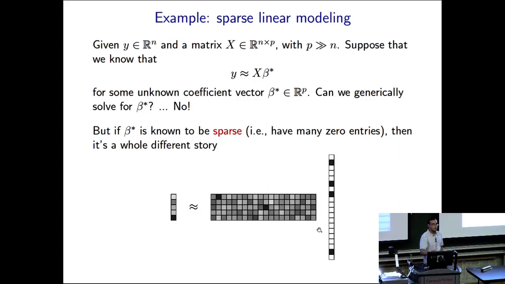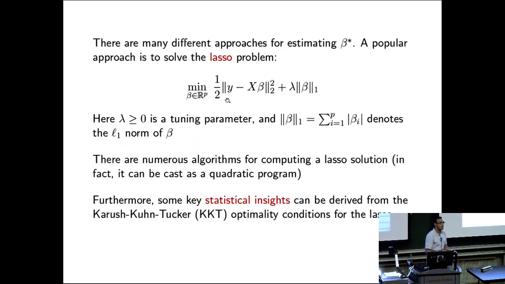But I'm going to tell you in addition that actually only, let's say, a small number of these columns are relevant for reconstructing y, like in this case 4. Okay, I'm not going to tell you which ones they are, but I'm just going to tell you that there's a small number, say 4 or 5, etc., that are relevant for reconstructing y. Then it's a whole different story in terms of actually we can identify, in a variety of ways of looking at it, these coefficients. So there are many different approaches for estimating beta star in this kind of sparsity assumption.